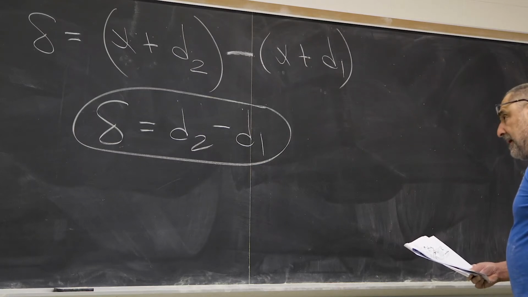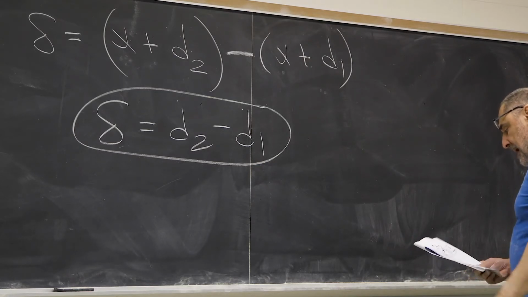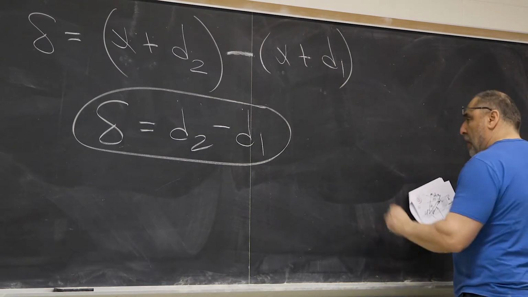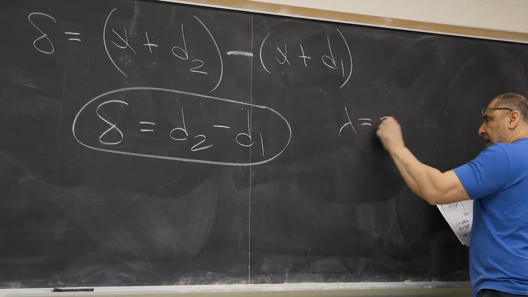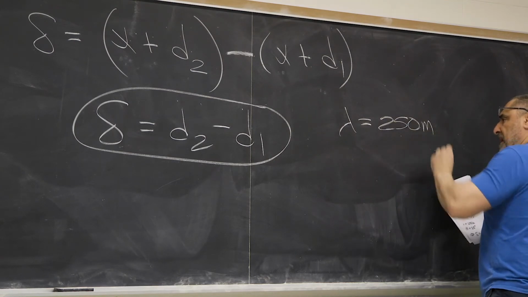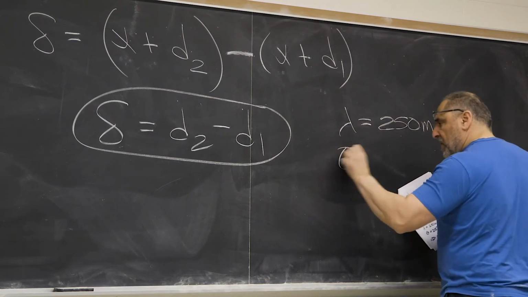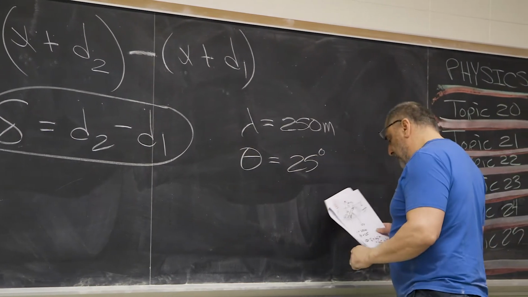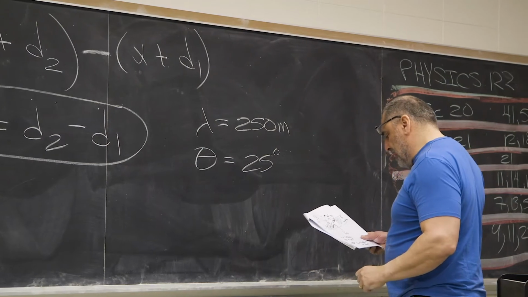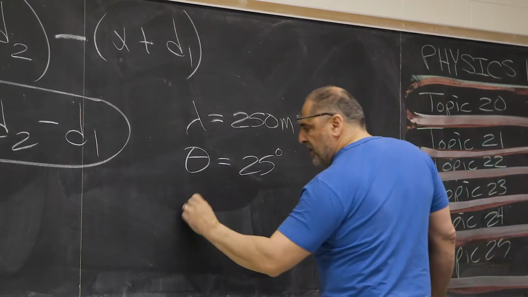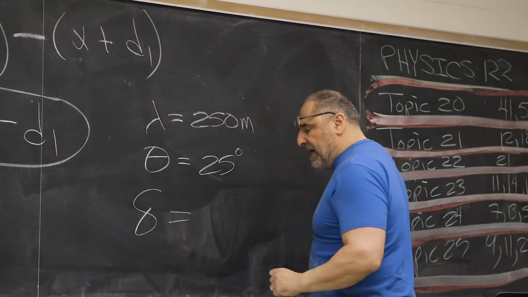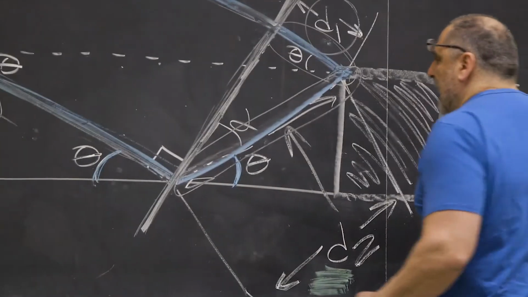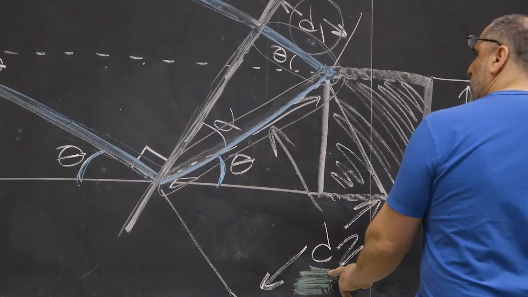So we got this. We are told, that's important, we are told that lambda is 250 meters. We are told that theta is 25 degrees. We can conclude about delta that this is D2 right here, guys.